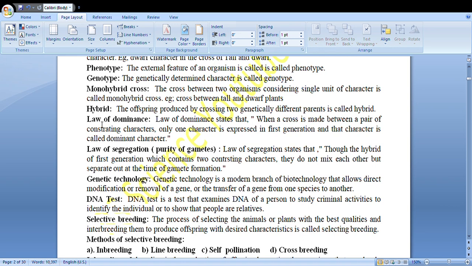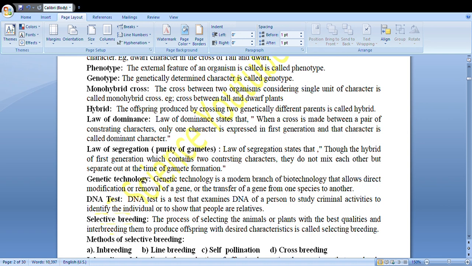Mendel gave different laws. Among them, first is law of dominance. Law of dominance states that when a cross is made between a pair of contrasting characters, only one character is expressed in first generation and that character is called dominant character.